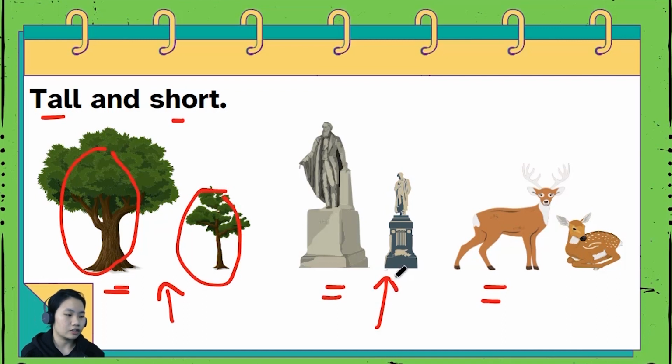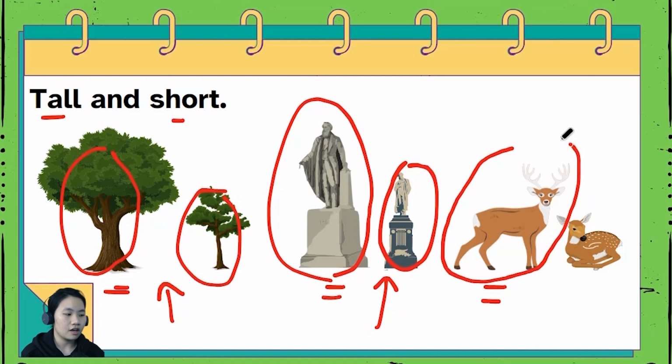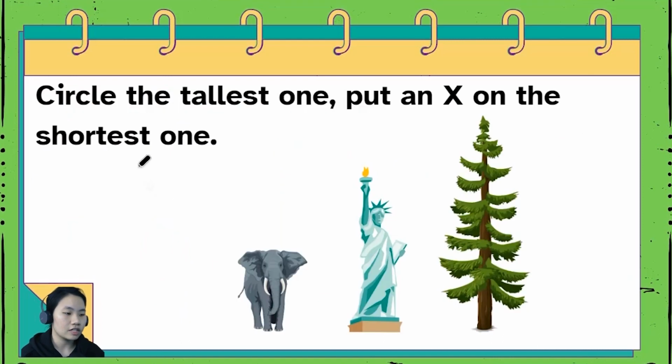Okay, next up to the statue. Which statue is tall and which statue is short? This statue is tall and this statue is short. All right, last but not least about the deers. Which deer is tall and which deer is short? This deer is tall and this deer is short. Okay, I hope you get the gist. Let's move on to our exercise.